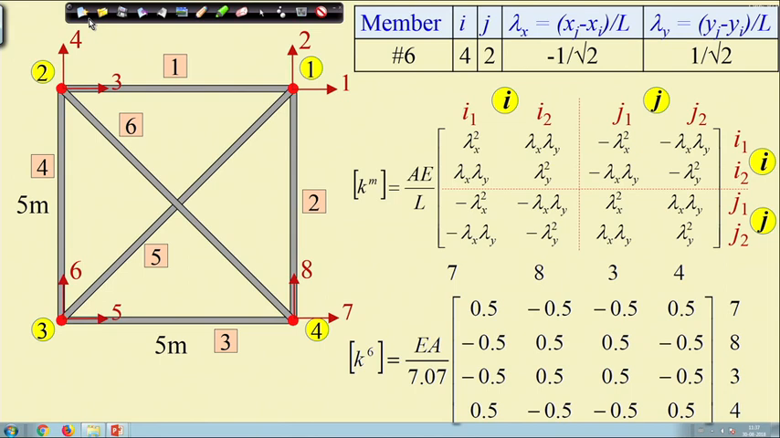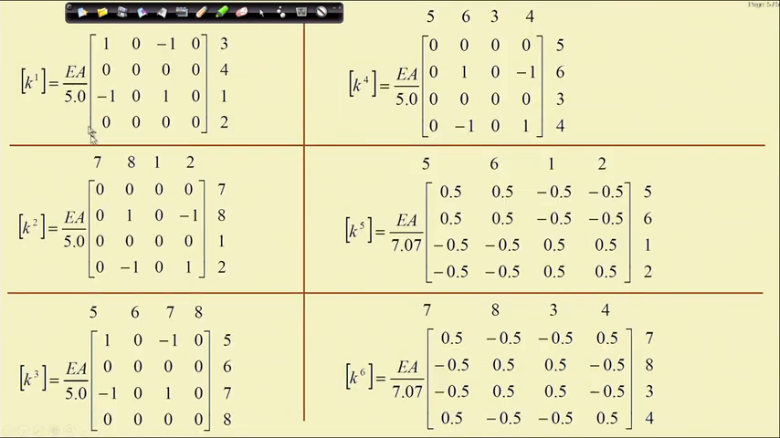So, now we have the stiffness matrices for all the members, and let us see all of these stiffness matrices together. These stiffness matrices are this. Okay, this is 6 members, 6 stiffness matrices. Now, once we have the stiffness matrices for all members, the next step is to assemble them, and this is a very important part.